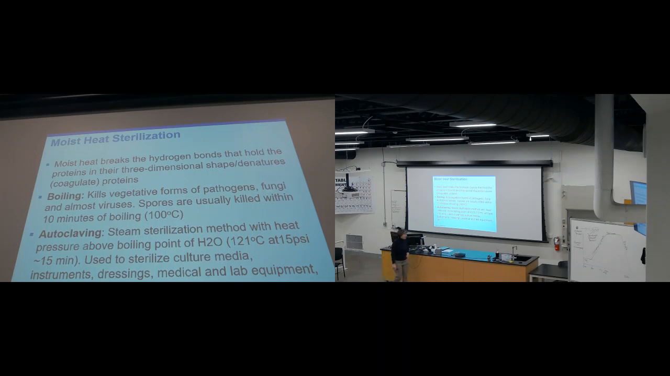So when it comes to heat, we have 2 types of heat processes that we use. We have moist heat, and then we have dry heat. With dry heat, it means that you don't use water, and with moist heat, you use water.